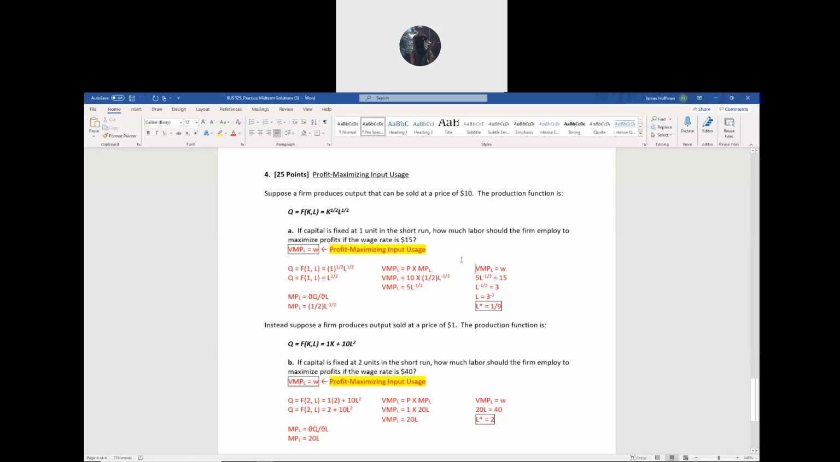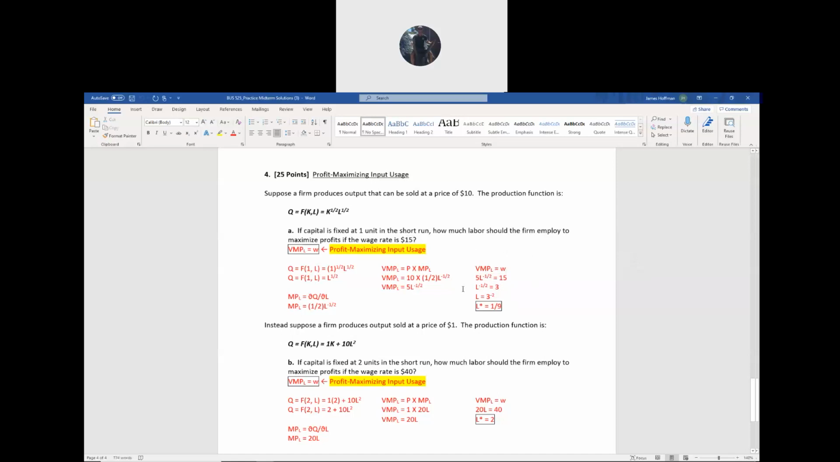And we have all the information we need here. So the VMPL, we just calculated that. That is 5L to the minus 1/2, and the wage rate is 15. That was given. Okay, so what L satisfies this condition? Just do a little algebra and solve for L, and that's the amount of labor you want to use.